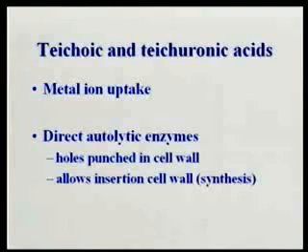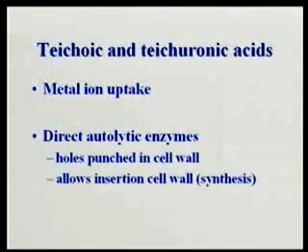Bacteria that are grown under low phosphate conditions cannot make a teichoic acid. They will make a teichuronic acid under low phosphate conditions. Under high phosphate conditions, they will make a teichoic acid. Is that clear?